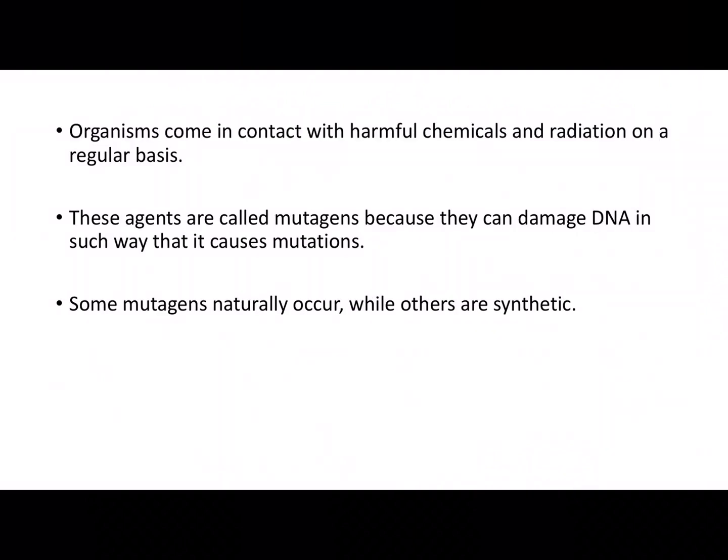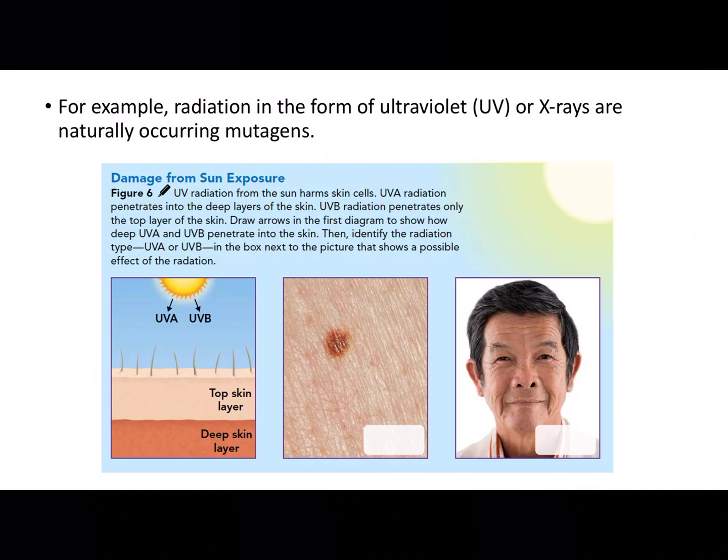Organisms come in contact with harmful chemicals and radiation on a regular basis. These agents are called mutagens because they can damage DNA in such a way that it causes mutations. Some mutagens occur naturally while others are synthetic. For example, radiation in the form of ultraviolet or UV rays or X-rays are naturally occurring mutagens.